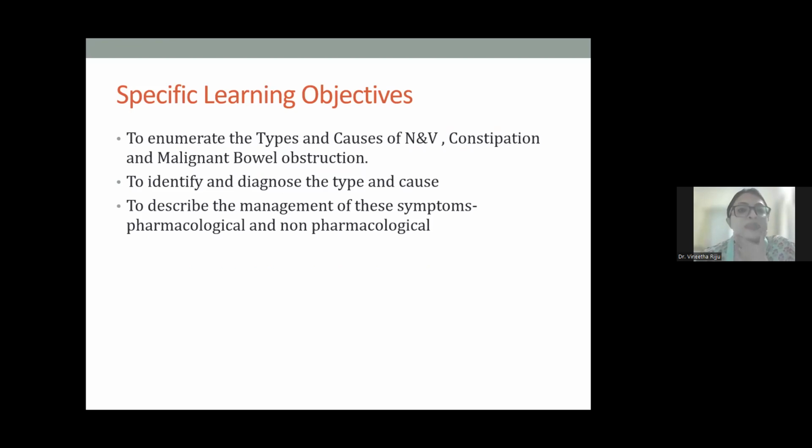The specific learning objectives for today's session are to be able to enumerate the types and causes of nausea and vomiting, constipation, and malignant bowel obstruction; to identify and diagnose the type and cause of each of these, like what type of vomiting it is and what is the cause, for example; and to describe the pharmacological and non-pharmacological management of these symptoms.